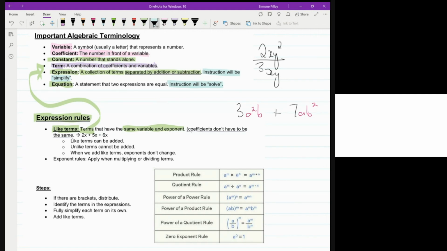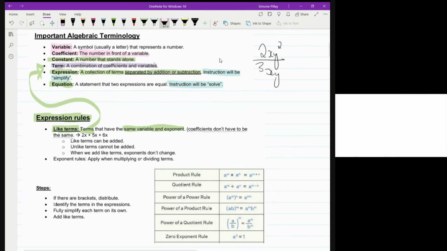100%, you guys. These are not like terms. And it's important that you are able to identify that these, although they do have the same variables, which is a and b, they don't have the same exponents. And so because of that, these are not like terms. Good. I'm super happy to see that you guys are up to date with your work.